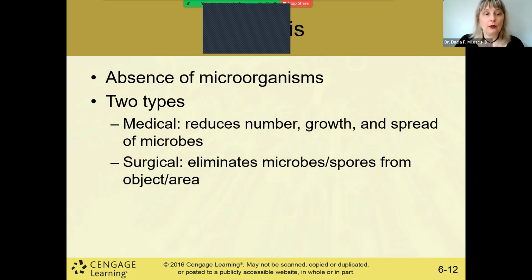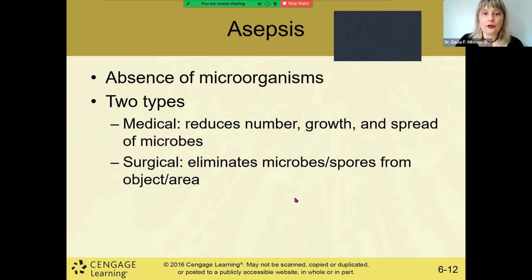All right, so two types of asepsis: the medical and the surgical. Medical means you're just reducing the number, growth, and spread of the microbes. Surgical, you're actually eliminating all microbes. You don't want to have any. No spores, no microbes. So that's surgical versus medical, a huge difference. With surgical, you're scrubbing and creating a sterile environment. With medical, you're just reducing the growth.